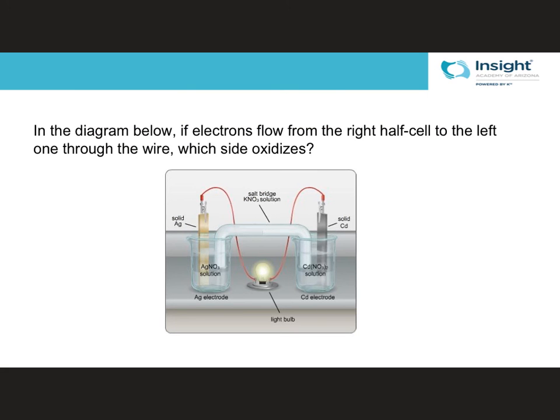So let's apply this to a question. In the diagram below, if electrons flow from the right half cell to the left one through the wire, which side oxidizes? Our electrons are going to go this way, from the right one to the left one. Which one is oxidizing? We know electrons always travel from your anode to your cathode. An anode equals oxidation. Those both start with vowels. So the right side is your anode.